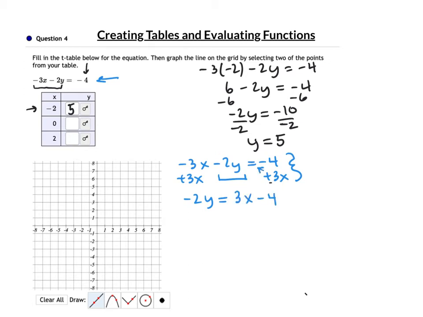We just put the 3x in front. It's positive and the 4 is still negative. That's why it's minus 4. Get the y by itself. Divide by negative 2.